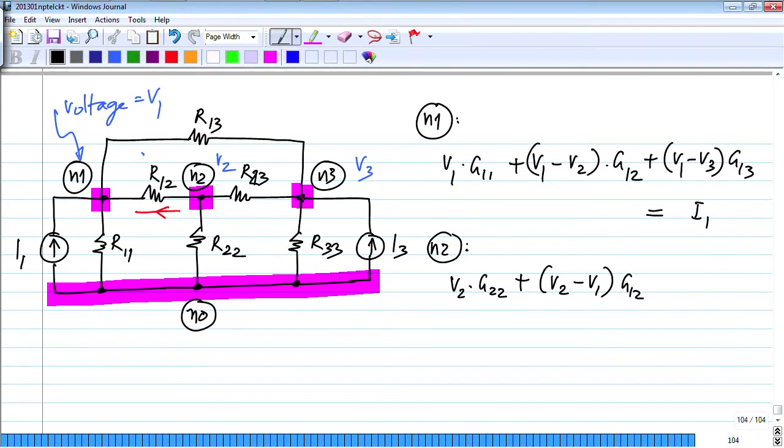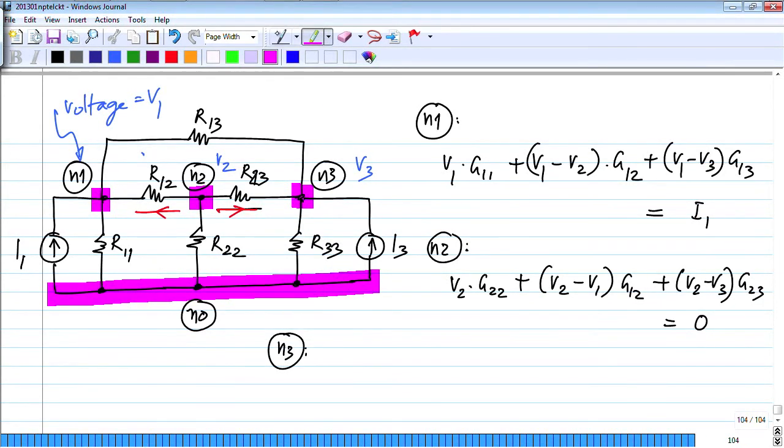And finally, if I take this R23, then the voltage across that is V2 minus V3, because I would like to find the current in that direction. So plus V2 minus V3 times G23 equals all the independent current that is coming into this node, and I don't have any independent current source connected to this node, so this will be equal to 0.